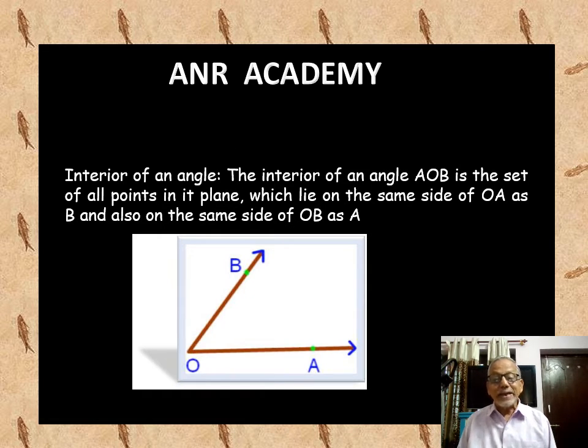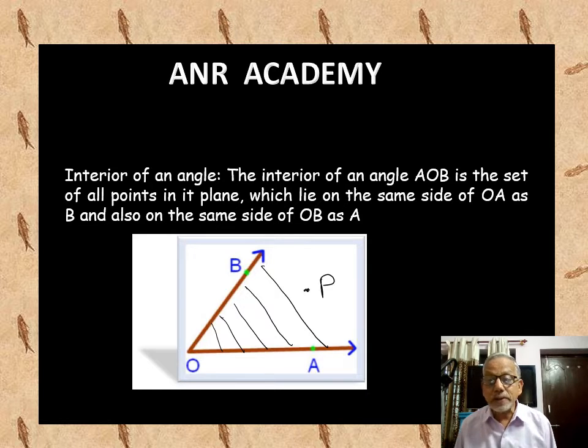What is the interior of an angle? The interior of an angle AOB is the set of all points in its plane which lie on the same side of OA as B and also on the same side of OB as A. So this is the complete plane. Suppose I take a point P.